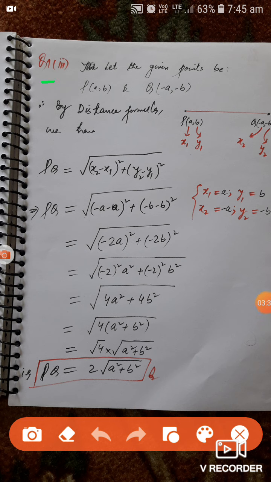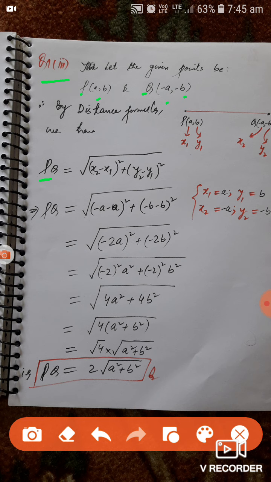Now the third part of the question is that we have to find the distance between 2 points a, b and minus a, minus b. Now the coordinates of the points are a, b and minus a, minus b. Let us call these 2 points as P and Q. Now by using distance formula we will find the distance between these 2 points, and is given by PQ.